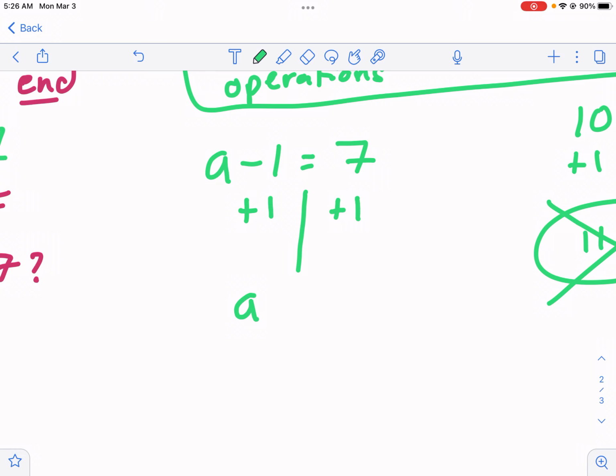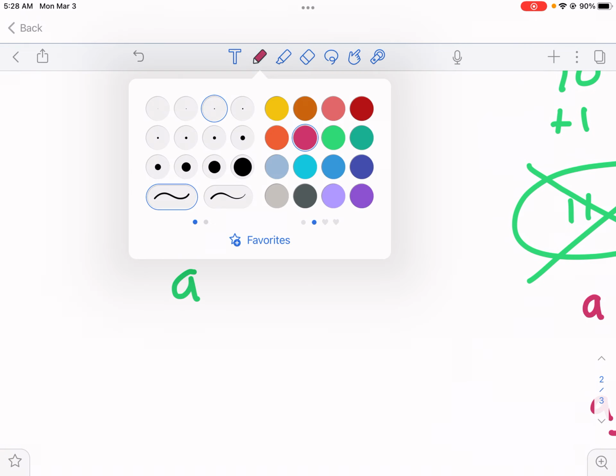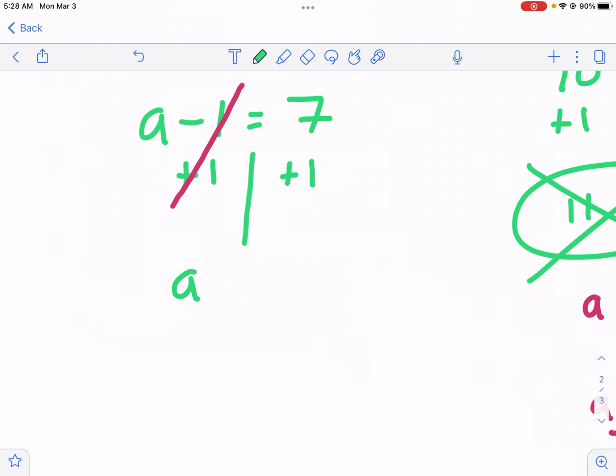Why does it cancel? Well, if we have A minus 1 plus 1, well, minus 1 plus 1 is equal to 0, and A plus 0 is just A. We effectively get it by itself, and that's your goal. We want the variable by itself so we can figure out what it is equal to. So we have A by itself on the left side, and we're done with the left side's operations.